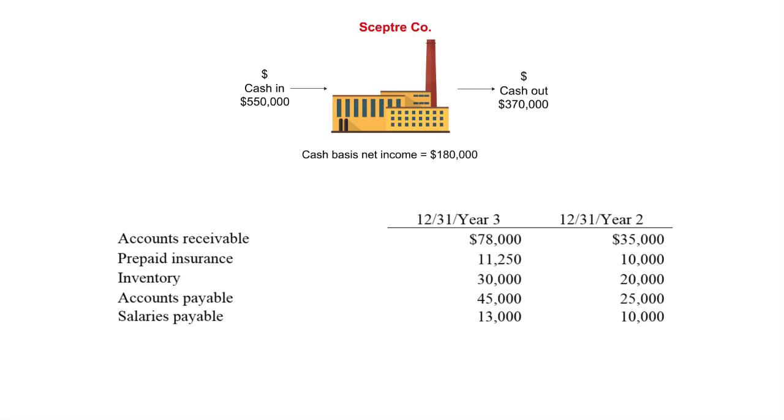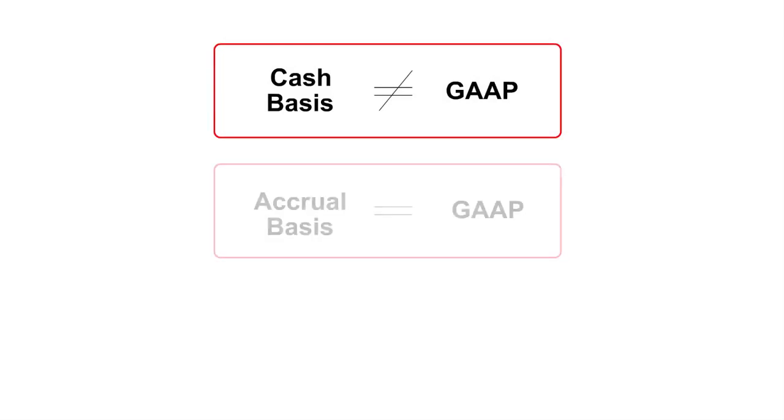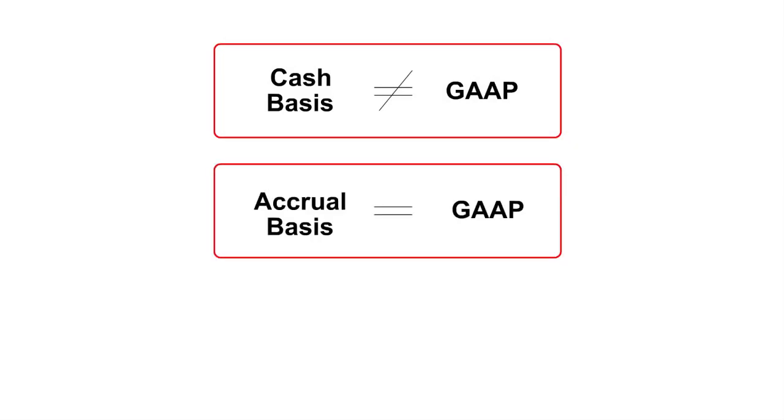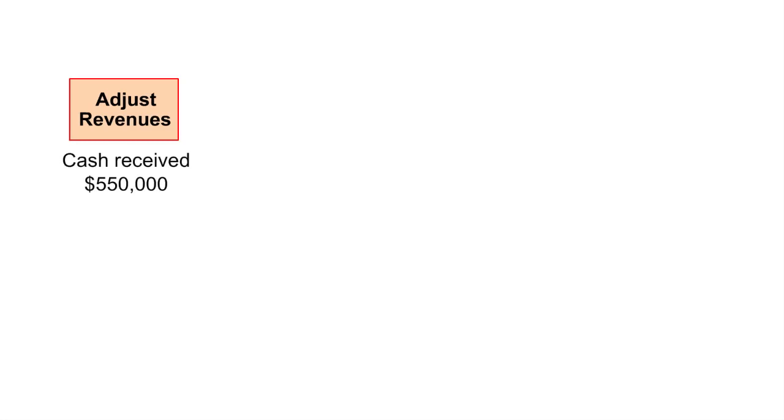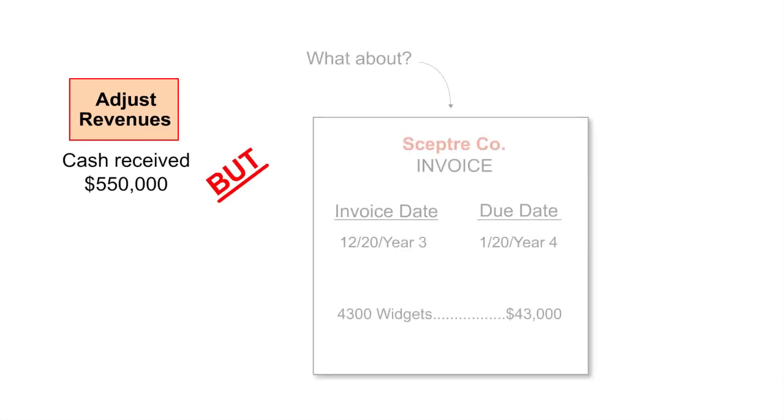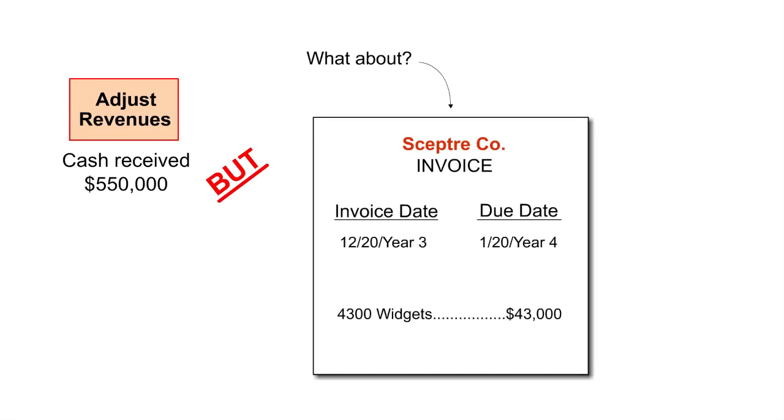So we have that as our starting point. And then, of course, the next thing we want to consider is we say cash basis does not equal GAAP. The accrual basis is GAAP, and that's the one that we're going to want to use. So the very next thing we're going to look at is we have to make some adjustments. We're starting with cash received, but what about some invoices that were sent out because we delivered the goods, but they haven't paid us yet? That ultimately means that we are going to have to report that as additional revenue.